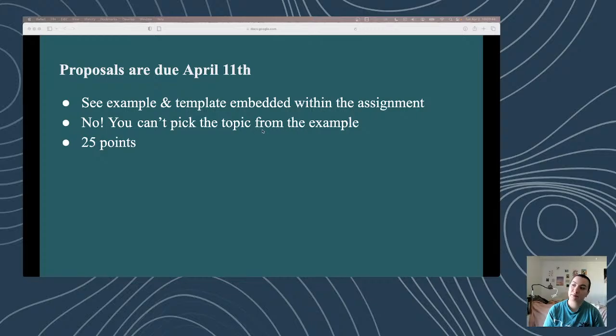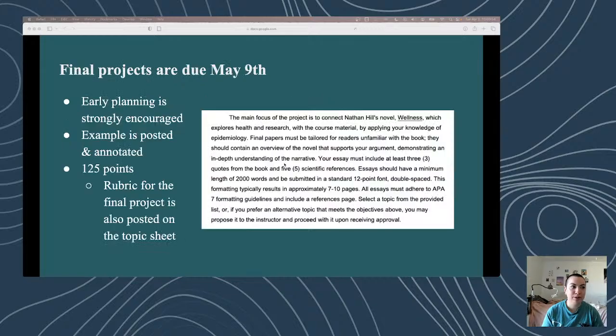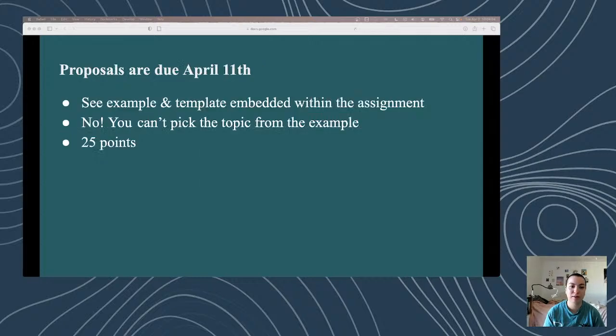No, you can't pick the topic from the example. You can't write the same thing that I wrote. And you get 25 points for this example. It is an annotated bibliography, basically. So you have to find your quotes from the book and find your scientific references. You don't have to use all of them, or you can find more between your proposal and your paper, but you have to give me 3 and 5 for this proposal, okay? And that's worth 25 points.